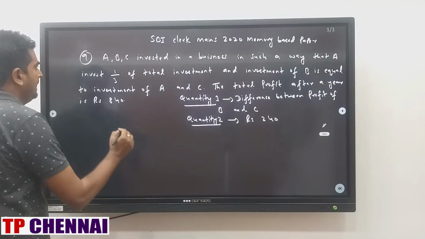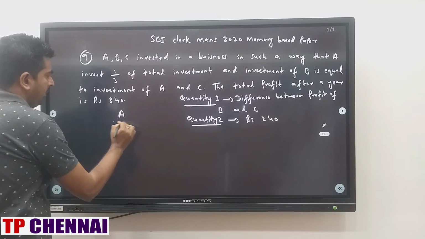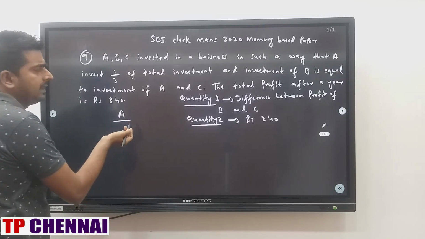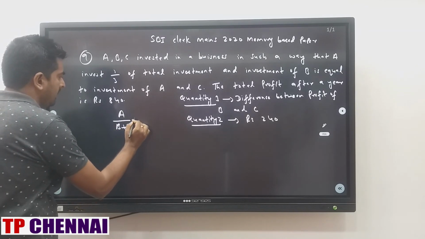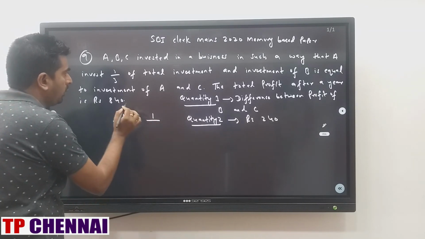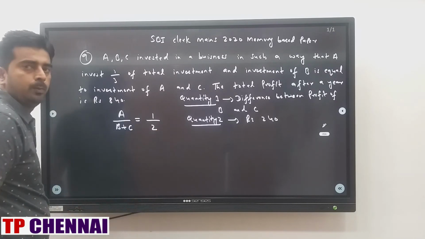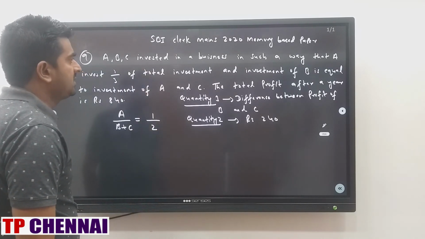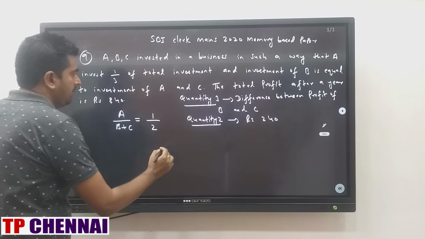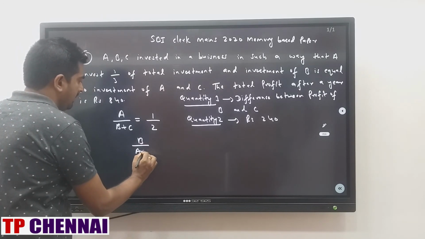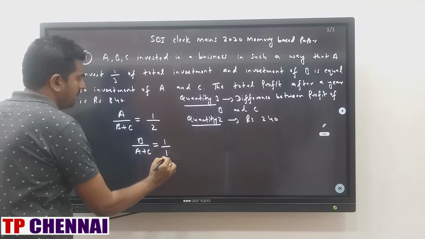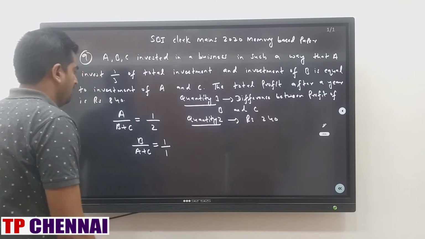A by total. In that, A part I already wrote in the numerator, so in the denominator I will write B plus C. A is 1 out of total 3, so B and C will be 2. And the investment of B is equal to the investment of A and C. B by A plus C is equal to 1 by 1. Both are equal.